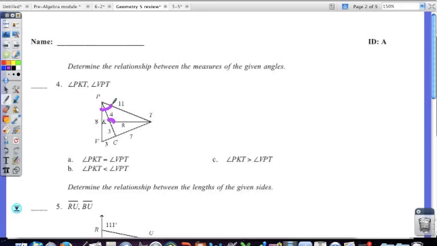So VPT is across from a side that is 10. I'm doing the second one first. It's across from a side that's 3 and 7 added together. Okay? That's fine. And PKT is across from a side that's 11. So that means that angle PKT has to be greater than VPT.